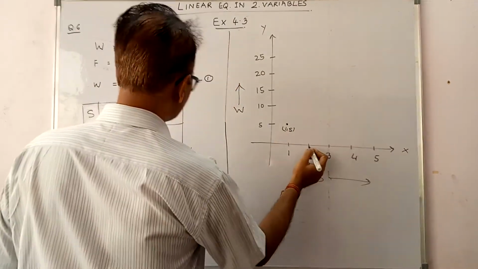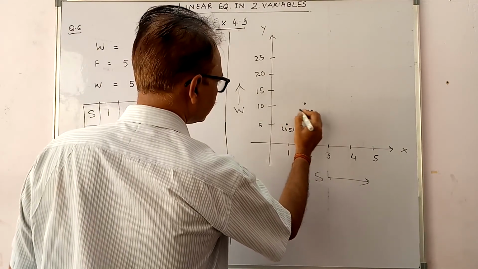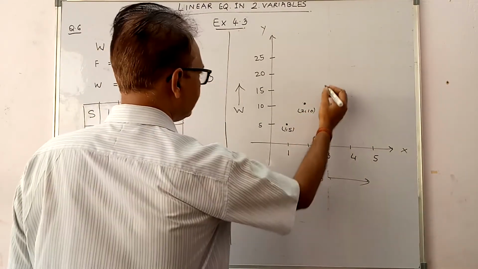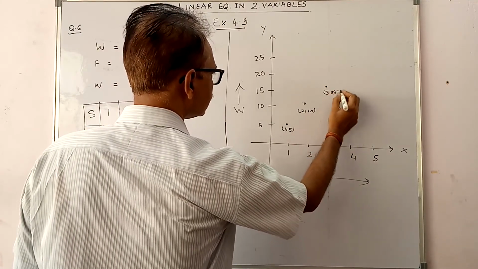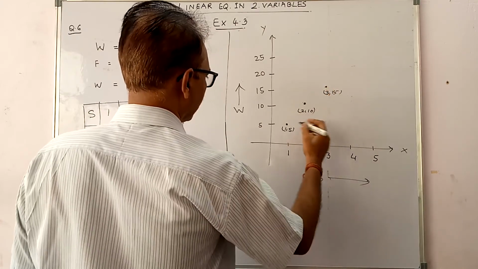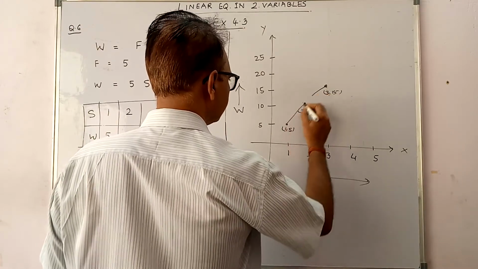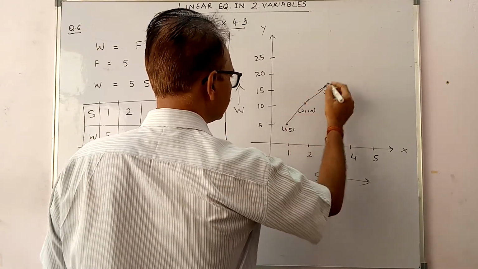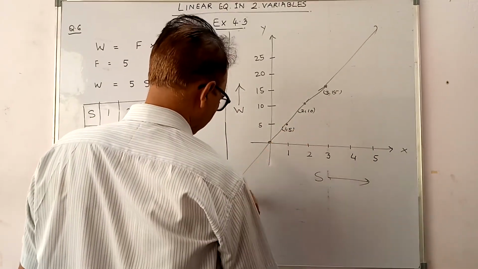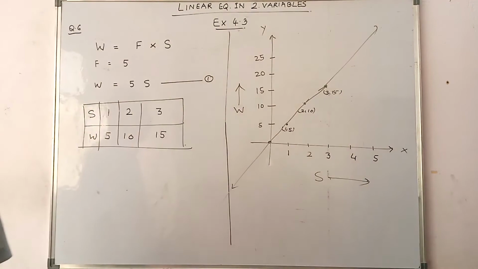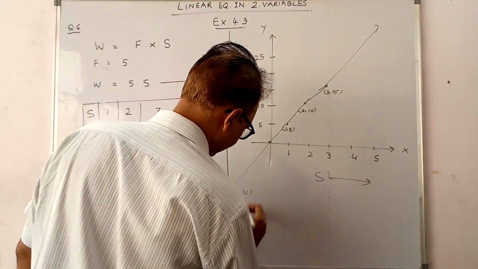The second point is 2, 10: at 2 it is 10. The third point is 3, 15: at 3 it is 15 here. Now you see, join these points, and extend the line on this side also and this side also. Here it will be passing through the origin. Now the question says there are two more subparts, the first subpart and the second subpart.